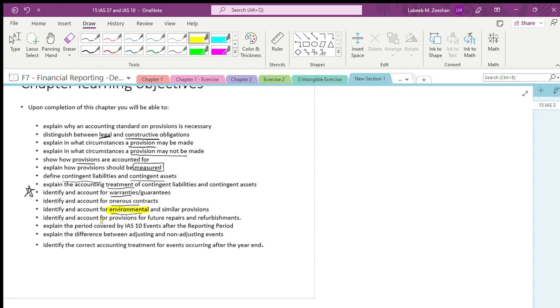Environmental concerns, and provisions for repairs and refurbishment are things we will create. If you ask me what the purpose of doing this is, it is only to show the profits at lesser levels and pay less tax. The bottom line is that. And now IAS 10.